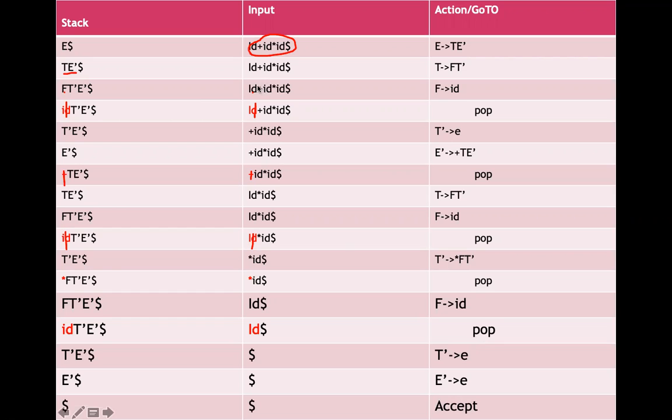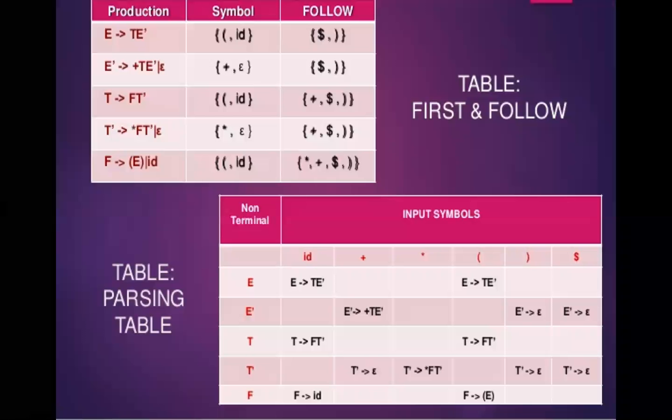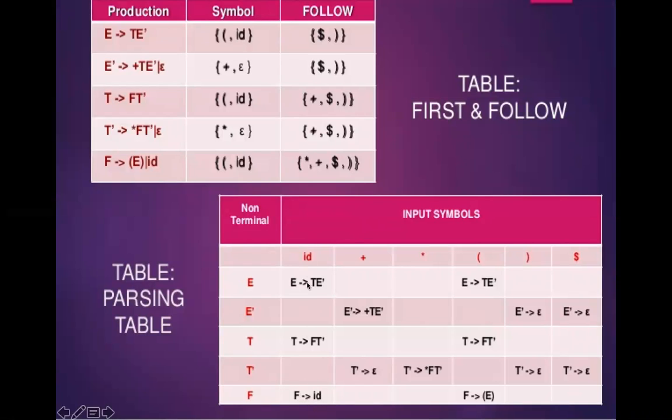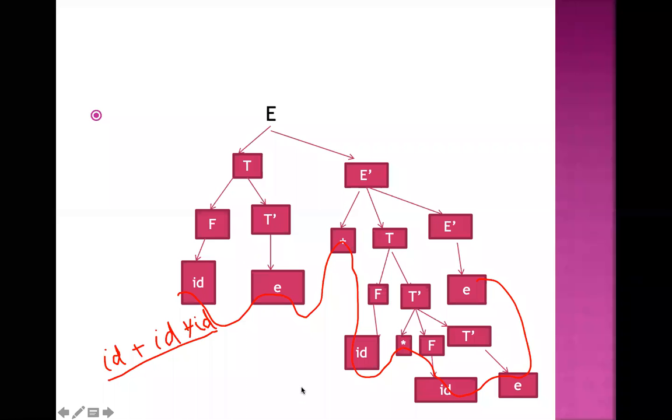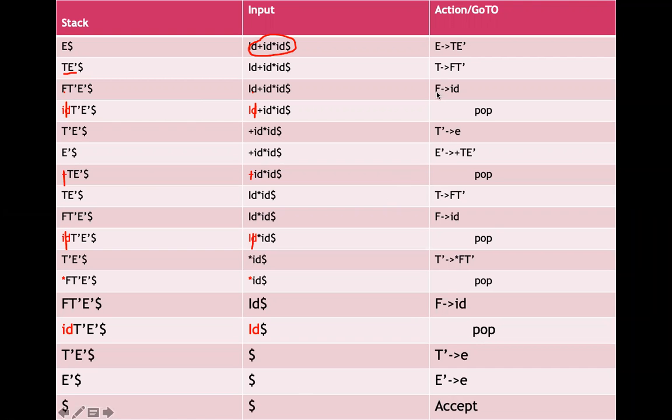Go to the table. What is the entry for F and ID? Here we got F tends to ID. This rule we need to apply. The action is just replace this. So in the place of F, ID is placed, T dash as it is, E dash as it is, and dollar.